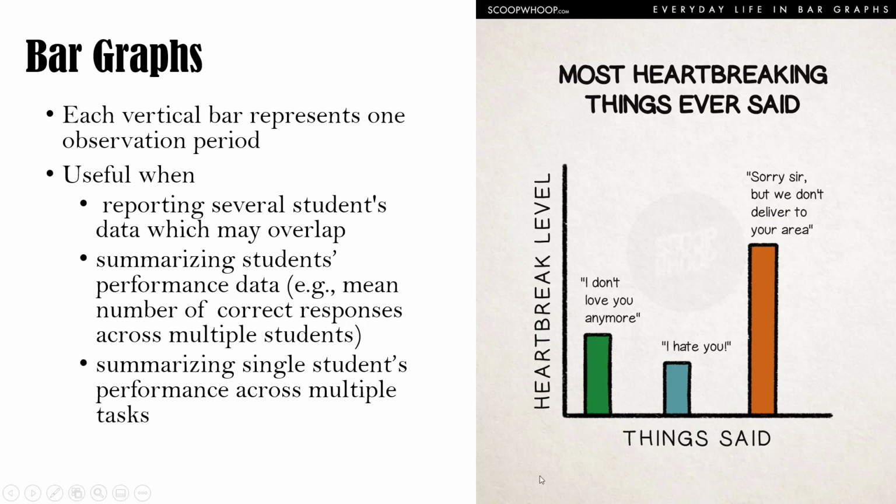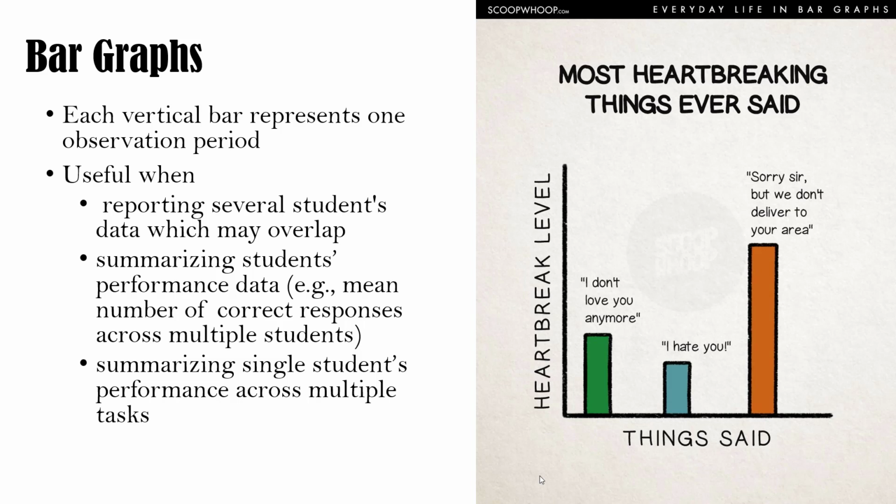And so this is useful when you're measuring maybe a couple of problem behaviors with a student and everything is overlapping on your line graph. You might want to categorize it and use a bar graph.